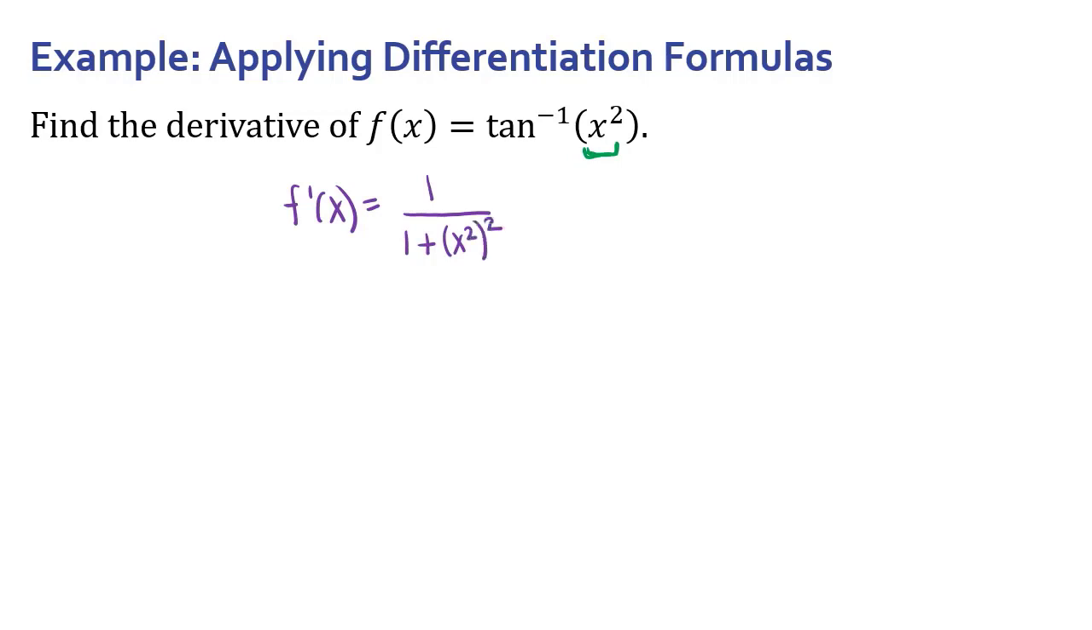So again, remember with the chain rule, you take the derivative of the outside, evaluated at the inside. So instead of that being an x, it's whatever that inside function is. And then times the derivative of the inside function. In this case, the derivative of the inside function is 2x. So that gives us 2x over 1 plus x to the fourth.